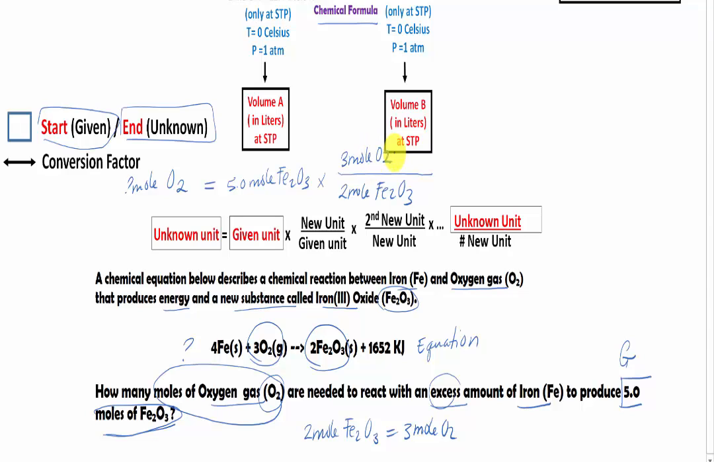And that's all we have to do. Notice how we get moles of O2 as our unknown, and we cancel out the moles of Fe2O3 and give us 5.0 times 3 moles of O2 divided by the number on the bottom, which is 2. And that is our answer.